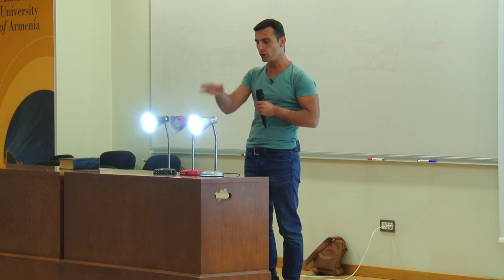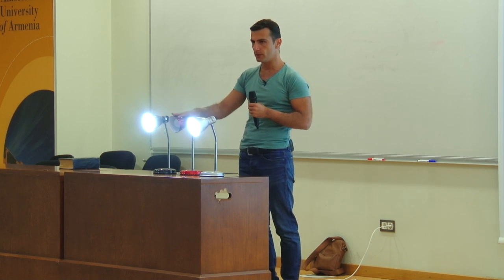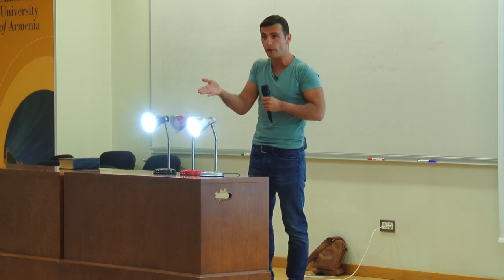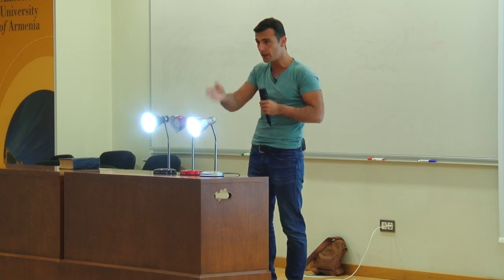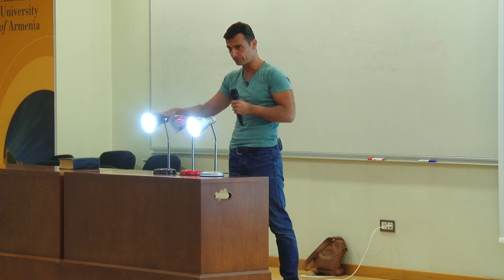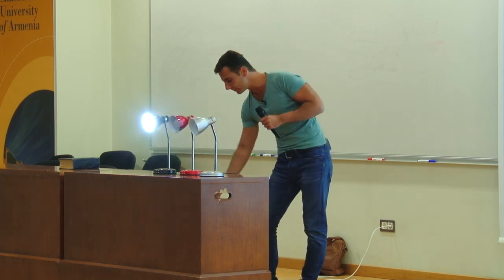Interesting. So with one, we can represent two numbers. With two, we can represent four numbers. With three, we can represent eight numbers. You guys notice a pattern? Exactly. So it's two to the power of the number of transistors. Two to the power of one, two to the power of two, two to the power of three.